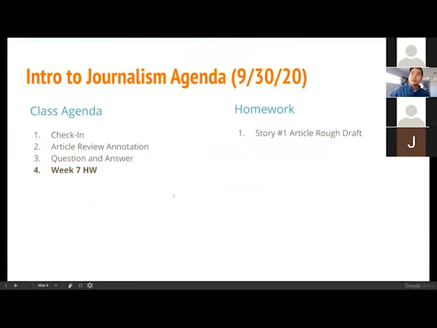All right, make sure you submit the article review annotation, that's classwork. And then for homework, do a rough draft. It's only 300 words. Okay, and I look forward to the topics you guys bring up. I didn't want to be restrictive this first time around. I just wanted you guys to feel free. So whatever you guys want to write about, write about it.